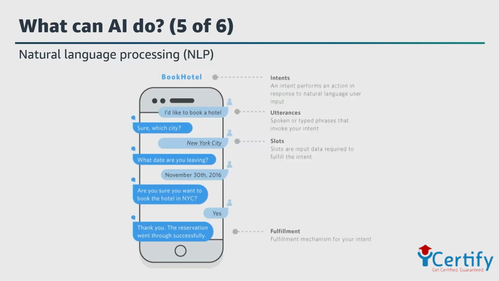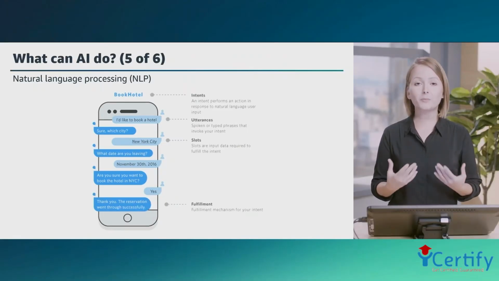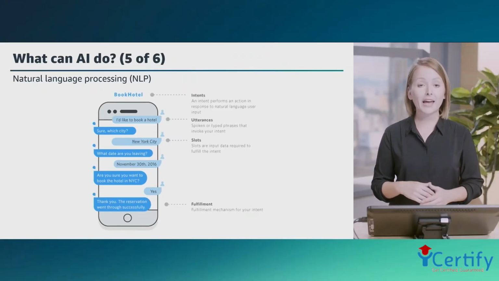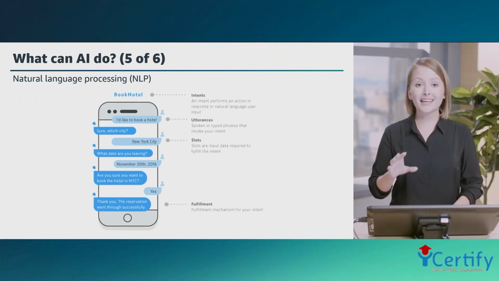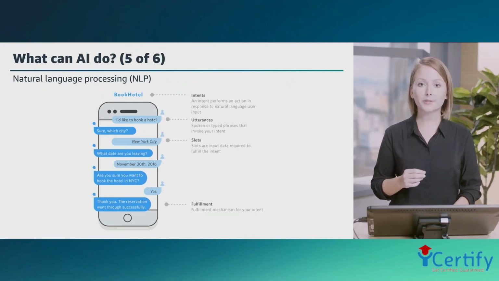Natural language processing, NLP, is what allows machines to understand, interpret, and generate human language in a natural sounding way. This is the technology that powers Alexa devices and those chatbots that let you book a hotel. In this example, the chatbot is prompting the customer to supply the information that it needs to make the reservation.